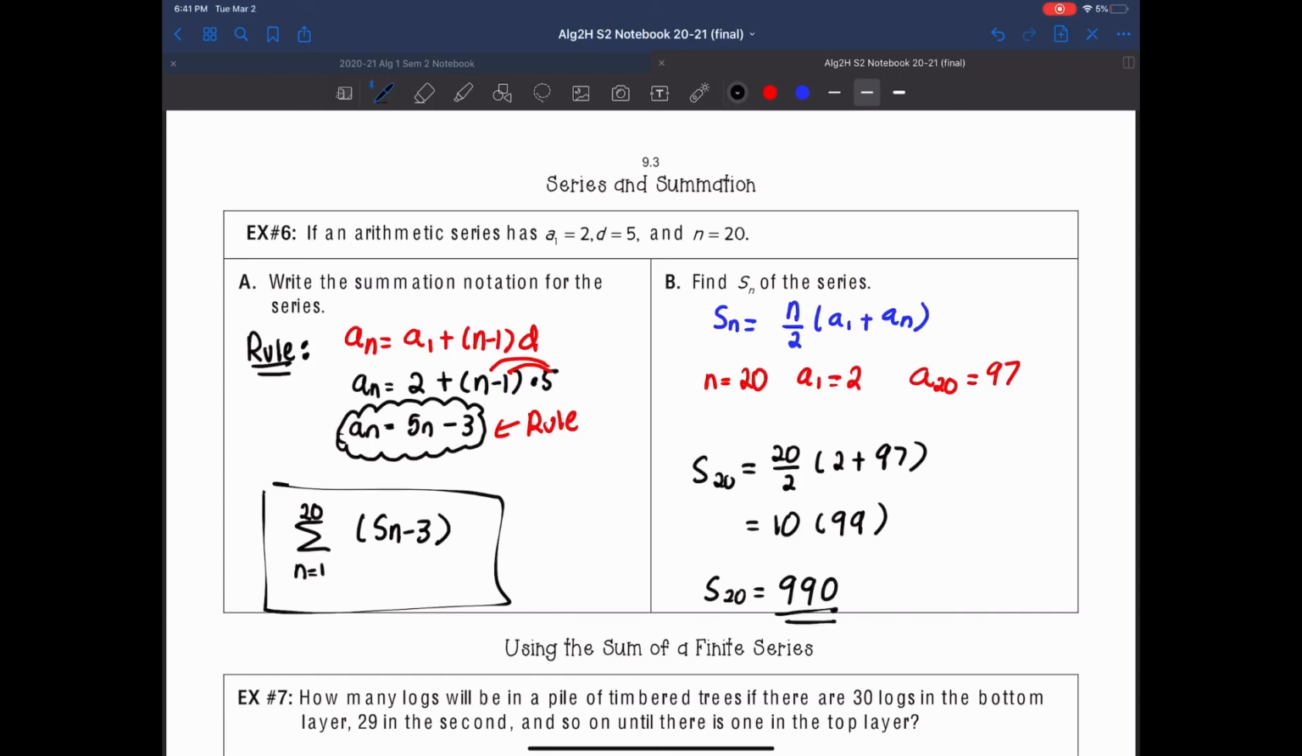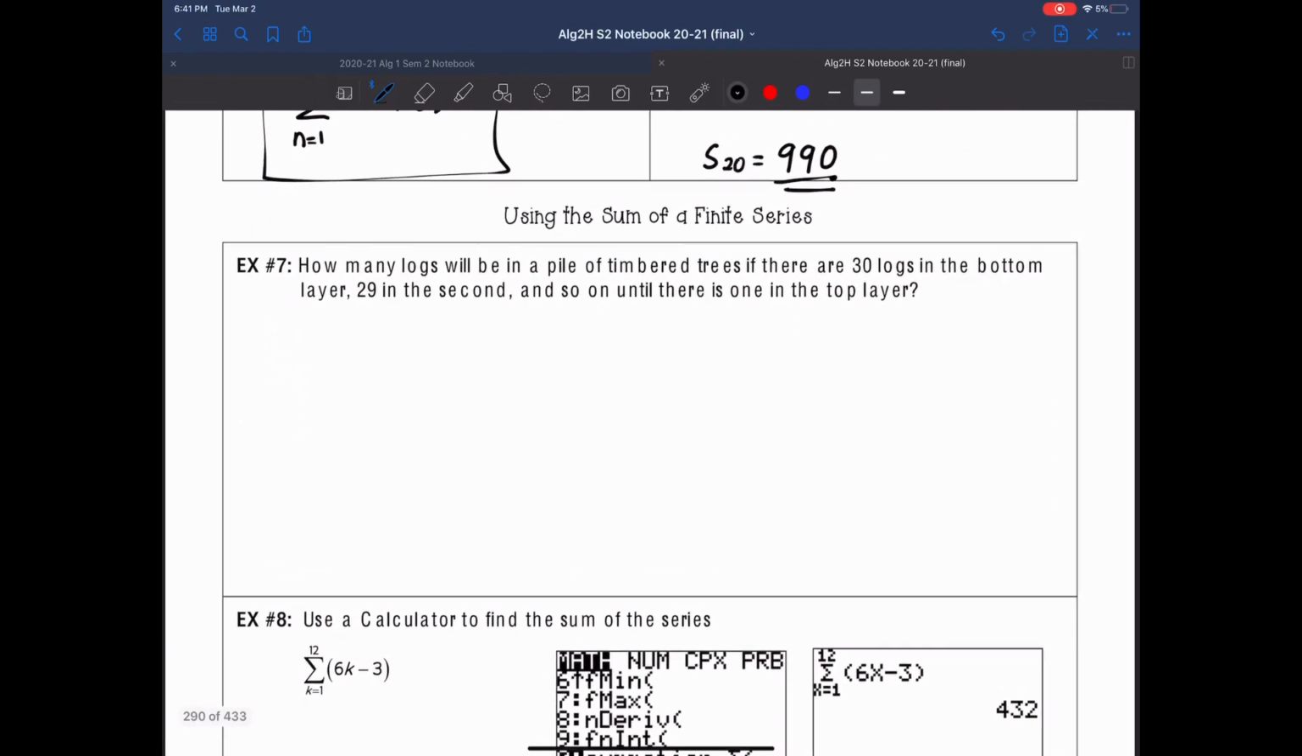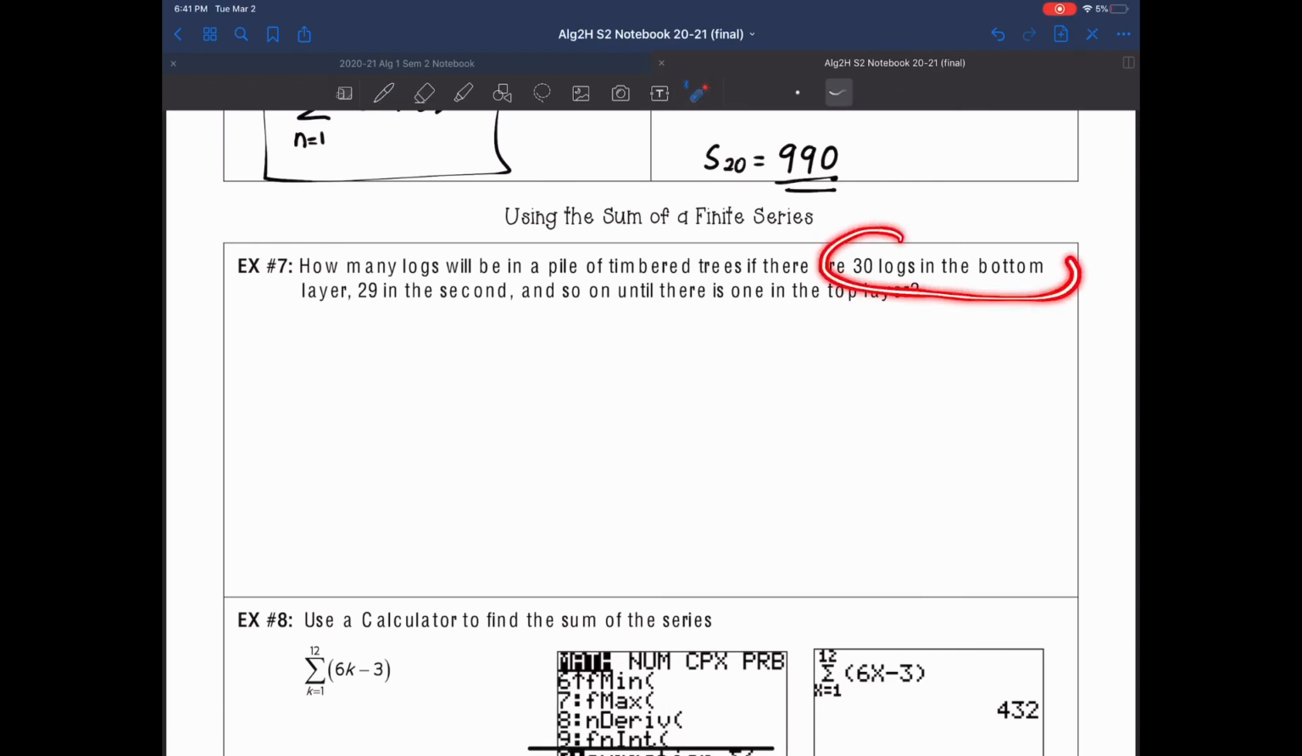Okay, Mr. Teal, but what about word problems? Example number 7. How many logs will be in a pile of timbered trees if there are 30 logs in the bottom layer, 29 in the second, and so on until there is 1 in the top layer? All right, well, we need to find how many logs will be in the total pile. So in other words, we need to find the sum of 30 plus 29 plus 28 plus 27 plus 26, and so on until we get down to 1.